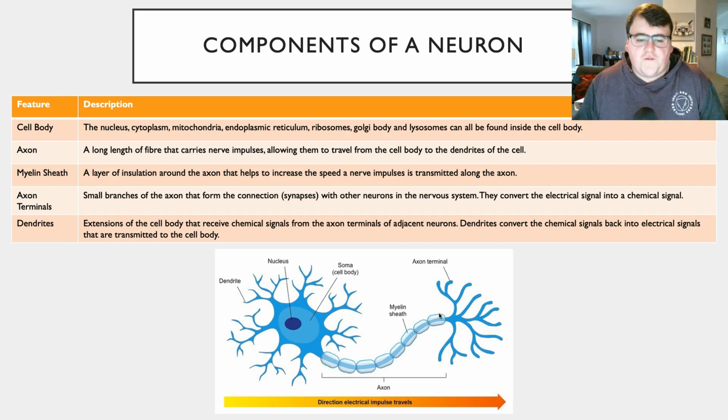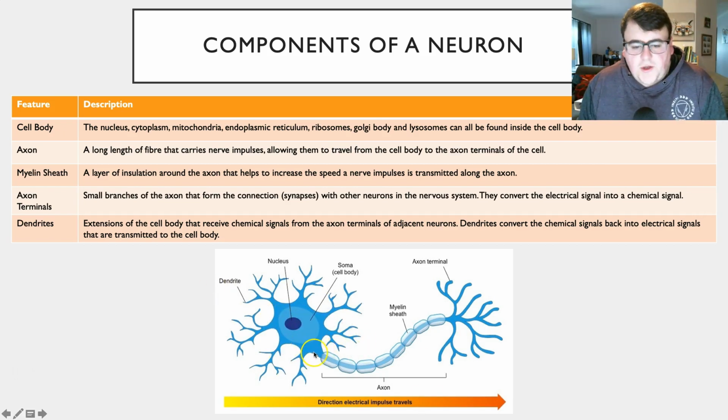So, first off, a neuron. Yes, you are going to have to be able to draw a neuron. Here is a nice diagram, and we're going to talk about the different parts. First off, the cell body itself, which is also called the soma. The cell body basically contains the nucleus, the cytoplasm, the mitochondria, the endoplasmic reticulum, the ribosomes, Golgi body, and lysosomes. Basically all the organelles of the neuron can be found inside the cell body.